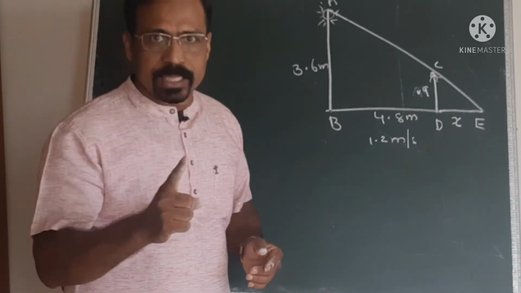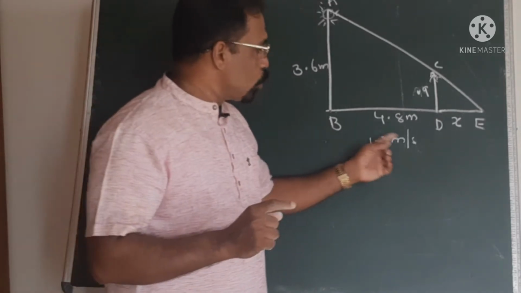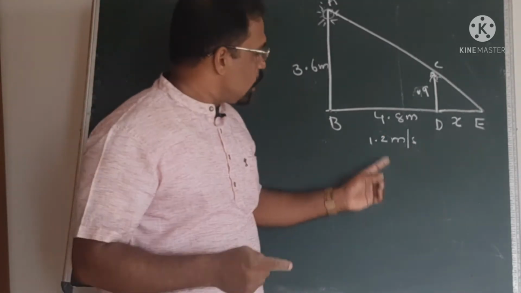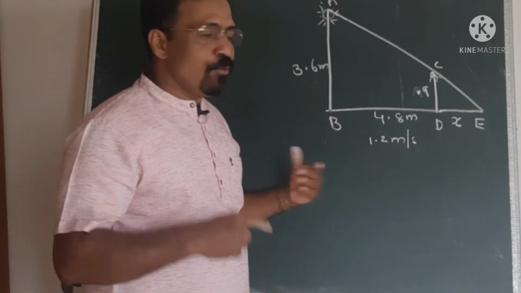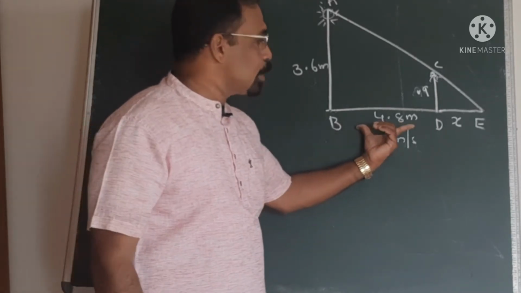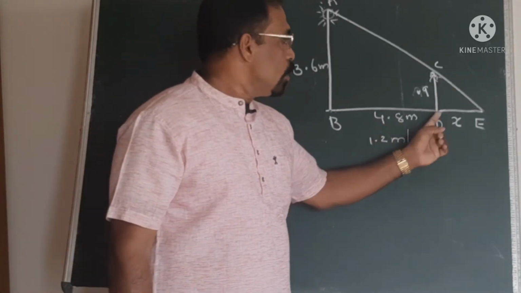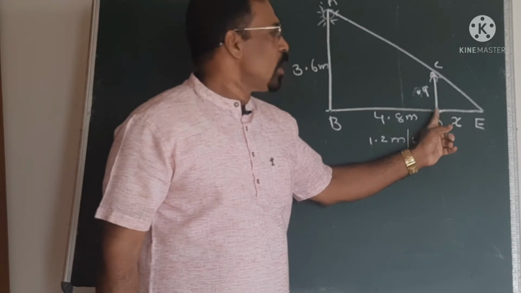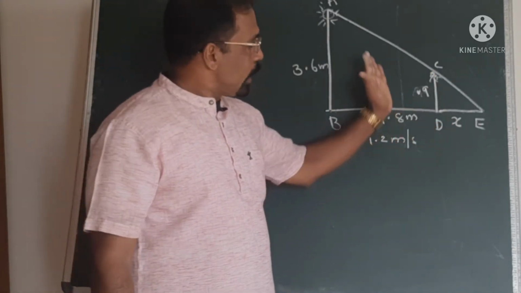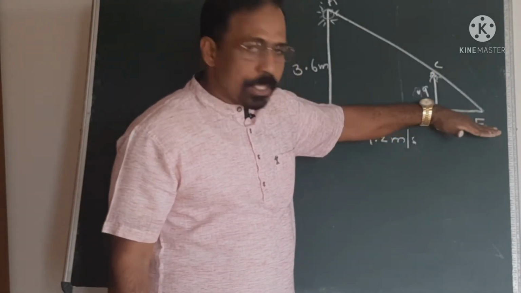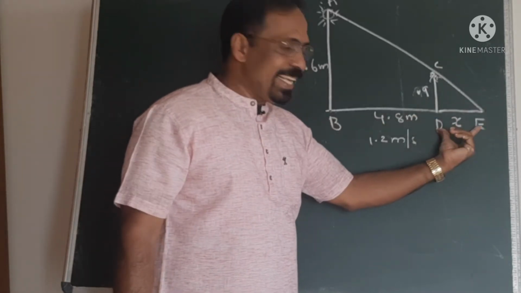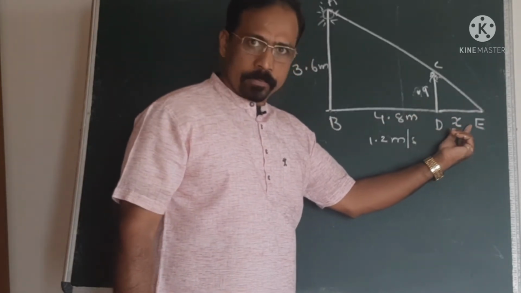That means in 1 second, she will go 1.2 meter. So in 2 seconds, 2.4. Similarly, in 4 seconds, she will cover a distance of 4.8 meter. So she has reached here. Now she is standing here, so her shadow will be like this. Let DE be the shadow.